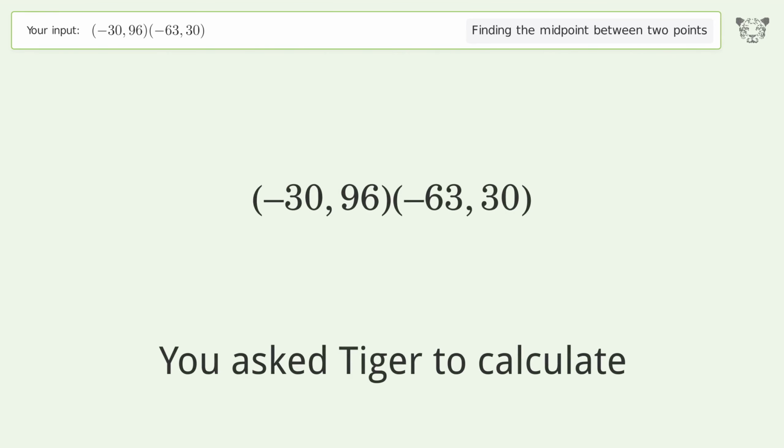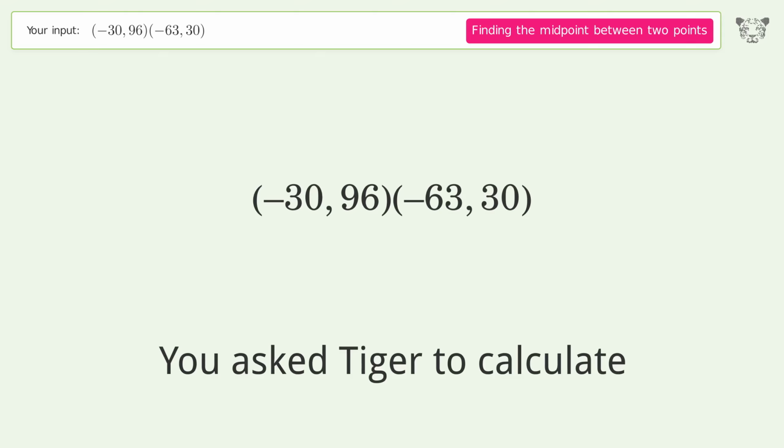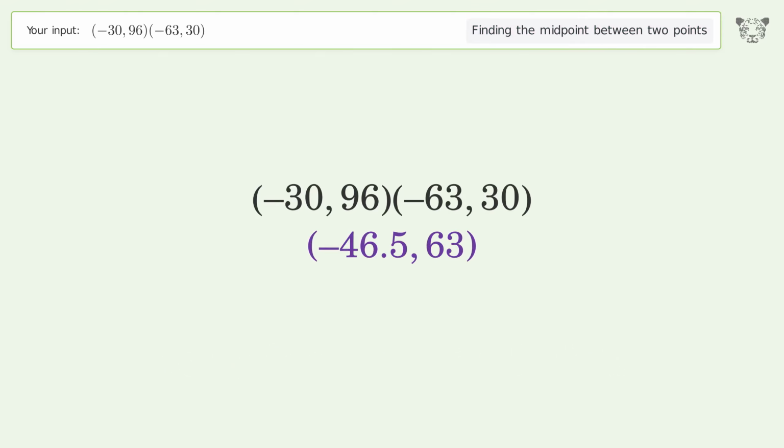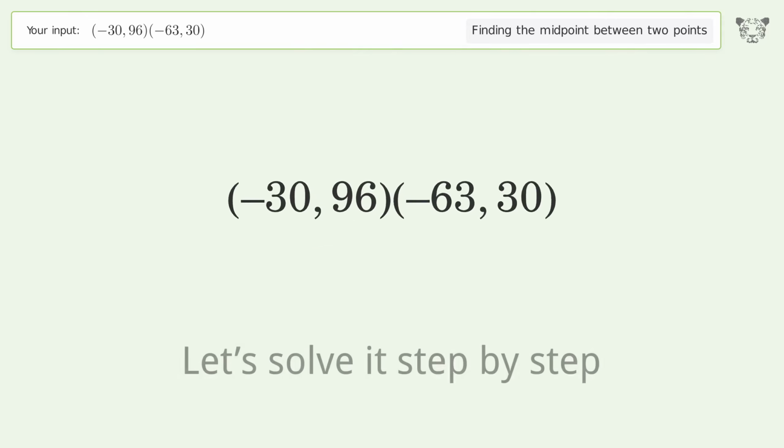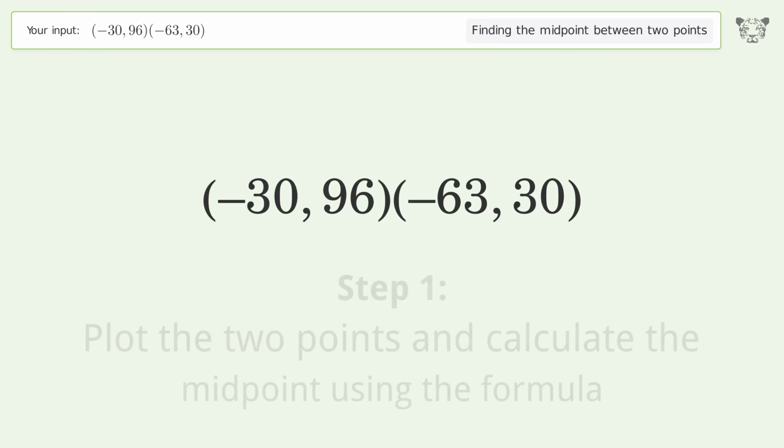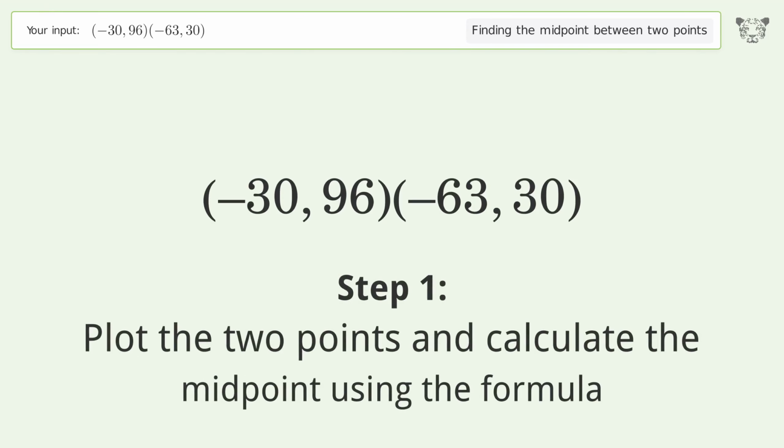You ask Tiger to calculate. This deals with finding the midpoint between 2 points. The midpoint between the 2 points is negative 46.563. Let's solve it step by step. Plot the 2 points and calculate the midpoint using the formula.